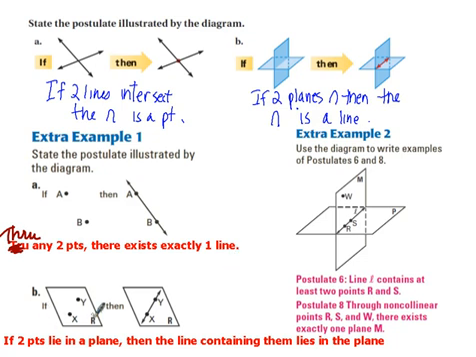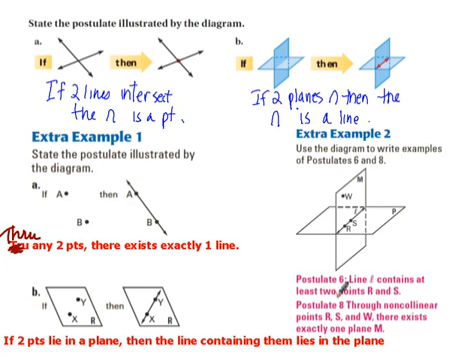Part B, we have 3 points and we have 2 points on plane R, we have a line through them. If 2 points lie in a plane, then the line containing them lies in the plane. Example 2, it says use the diagram to write examples of postulates 6 and 8. Again, we're going to write the words and not only the numbers.